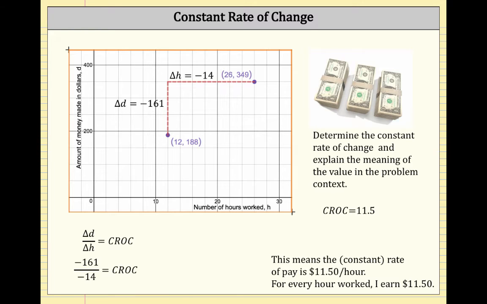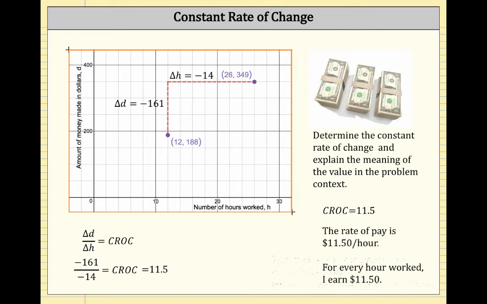So negative 161 divided by negative 14 is the constant rate of change, which gives us 11.5. That is exactly the same number that we arrived at doing it in the other order. It doesn't matter which way you do it, you'll end up with the same constant rate of change, whether you go from 12,188 to 26,349, or from 26,349 down to 12,188, you get the same answer.